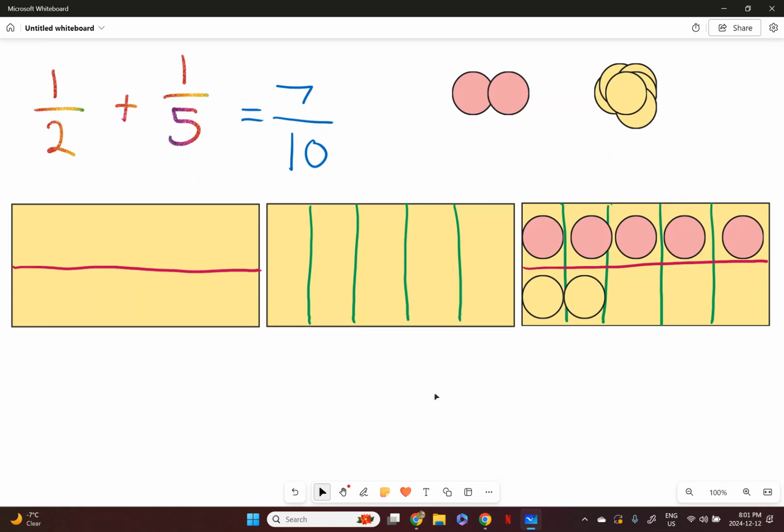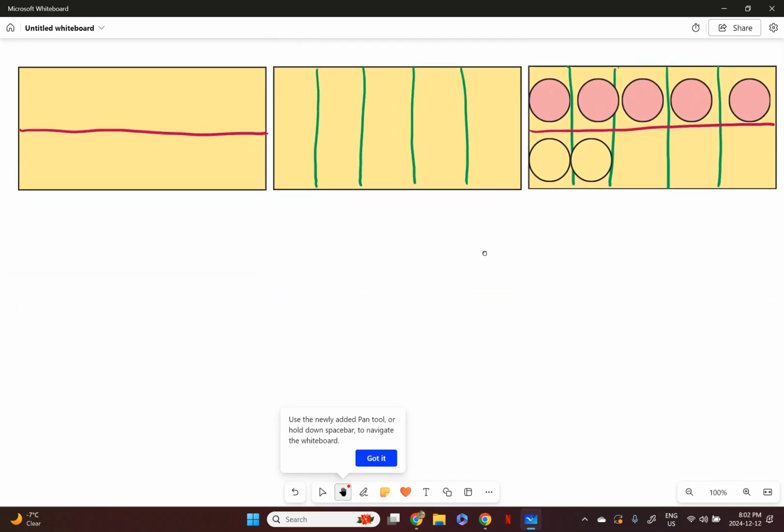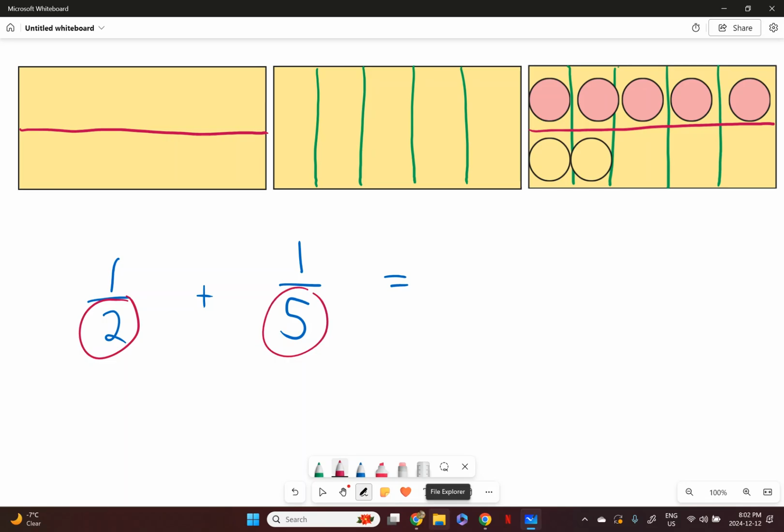The next way I'm going to show you is maybe a little more of the traditional algorithm, but it's going to align with this pretty nicely. So 1/2 plus 1/5. I need to look for a common denominator, which means I need to find equivalent fractions that have the same denominator. So I know, if I'm looking just at the bottom of my fraction here, that 2 and 5 can both go into 10. Those are both factors of 10.